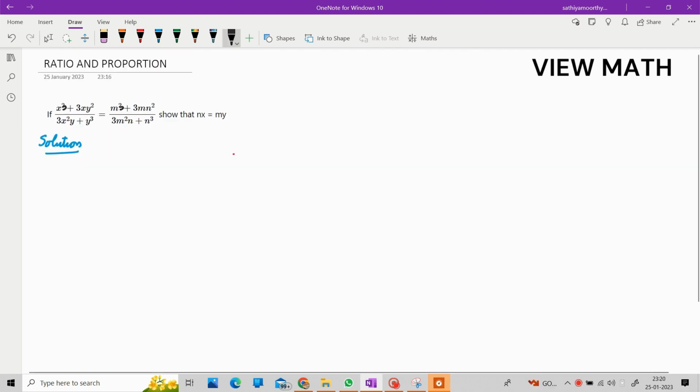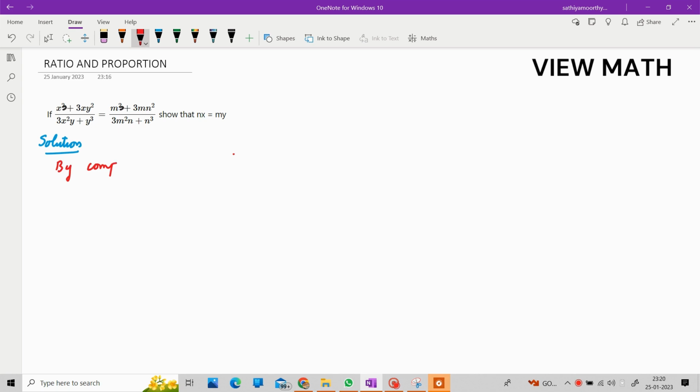Next problem: if x cube plus 3xy square by 3x square y plus y cube is equal to m cube plus 3mn square by 3m square n plus n cube. They are asking us to show that nx is equal to my, they are asking us to prove. So now let me apply componendo and dividendo property to simplify it and to show nx is equal to my.